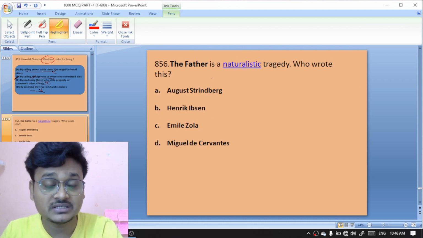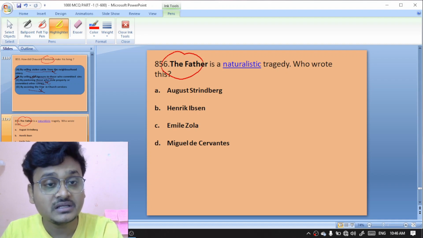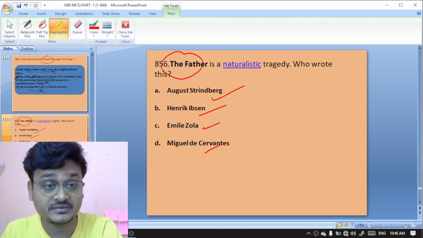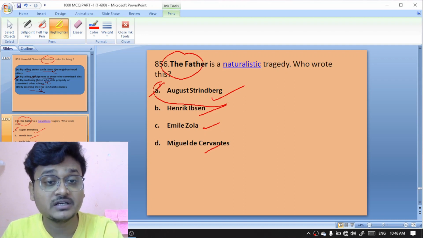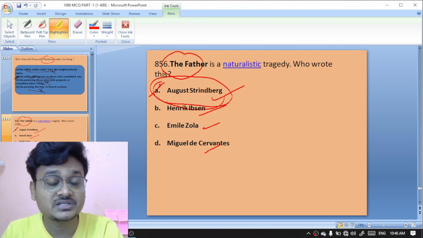The Father is a naturalistic tragedy. Who wrote this? It was written by August Strindberg, Henry Gibson, Emile Zola, Miguel de Cervantes. It was written by August Strindberg. The Father is also written by August Strindberg.